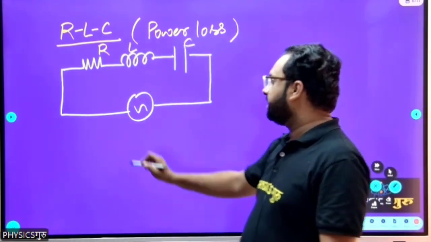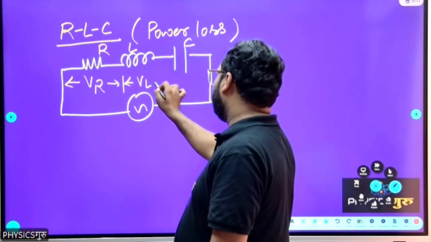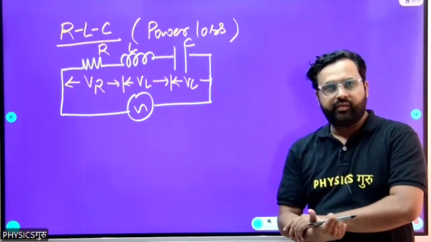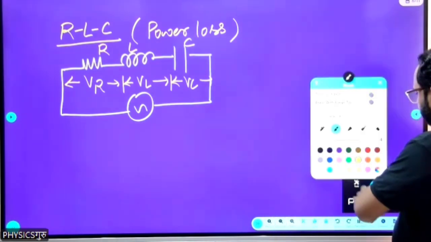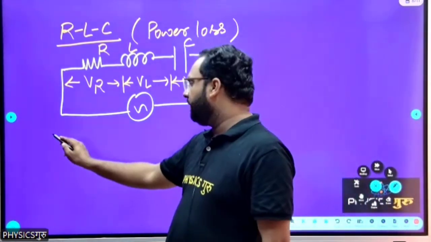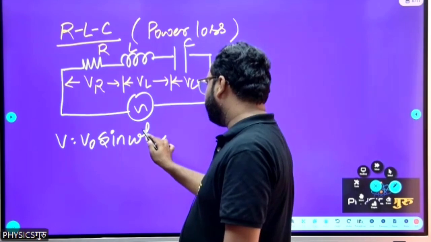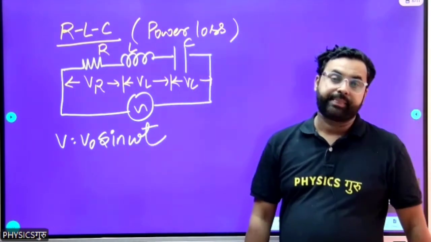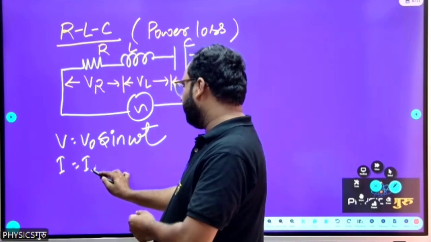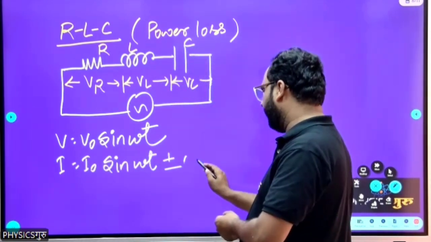So the voltage across resistance is VR. Voltage across inductor is VL. Voltage across capacitor is VC. Now, we need to write the voltage expression. V is equal to V naught sine of omega t. Similarly, write the expression for current. So I is equal to I naught sine of omega t plus minus phi.